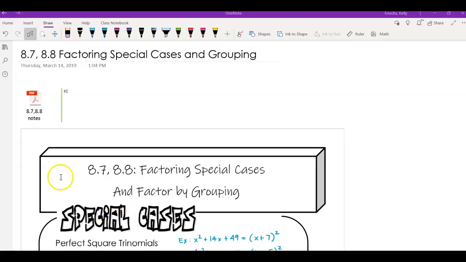Hey everybody, we are going to talk about the last two sections of factoring today. 8.7 is factoring special cases and 8.8 is factor by grouping. Both of these sections are pretty easy. 8.7 is easy if you can find perfect squares. 8.8 is easy if you can find the GCF. And we already did that.